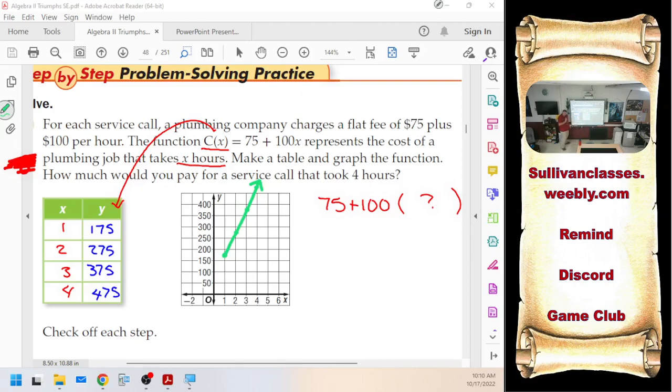Can I have something that takes less than an hour? Like a half hour or so? Yeah. 0. Tell me in real life context. This says $75 plus $100 per hour. What is 0 hours look like? What is that in the real world context? It's $75 just to pull up to the house, and then $100 per hour. How could you get just a $75 bill?